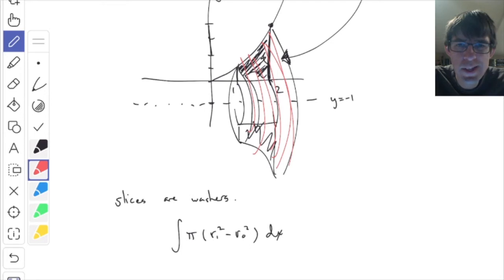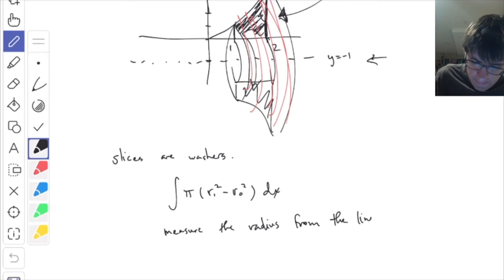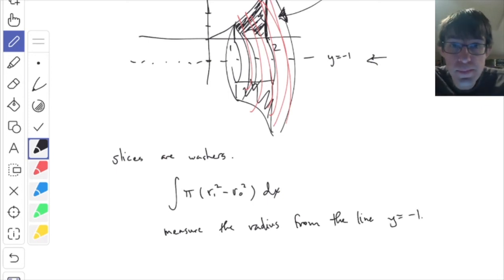The slices are washers, and we have to decide what's the outer radius and what's the inner radius. This is slightly tricky because you need to measure the radius from this line right here. So we measure the radius from the line y equals -1, because y equals -1 is where the figure is being spun around, and so the measurement of the radius has to start there.